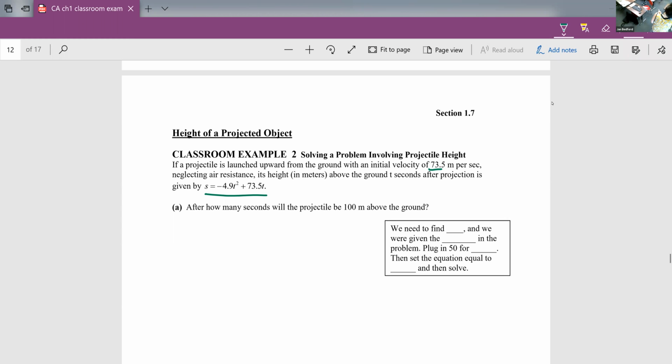Something's changing over time. So our height is changing over time. And this value is going to be how fast it was moving when it left. Okay? That's kind of cool. There's a reason why that number is there. These aren't random numbers. Now, the other number that I see, I didn't see a negative 4.9 anywhere.